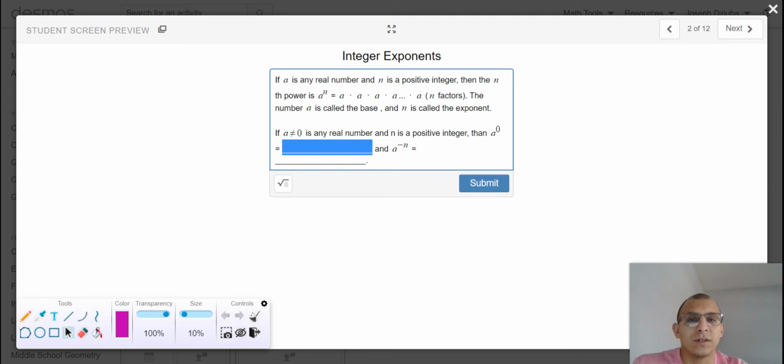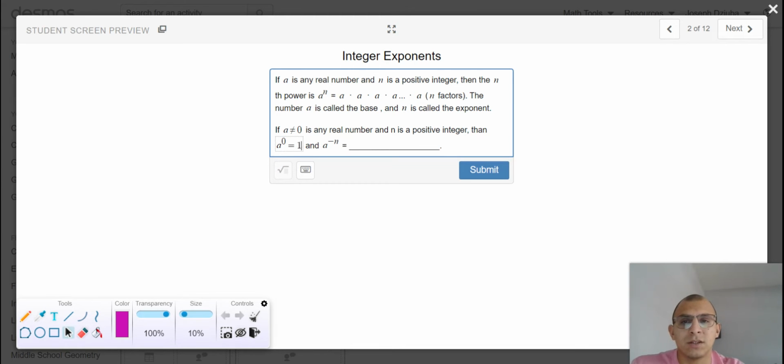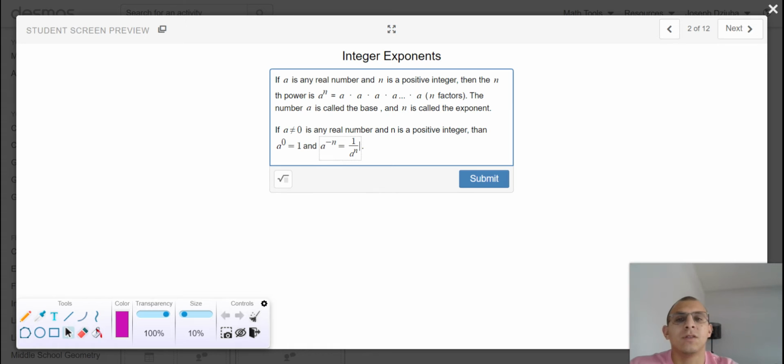If the base is not equal to 0 and n is a positive integer, then we say that a to the 0 is equivalent to the number 1, and a to the negative n is equivalent to 1 over a to the n, which is what we define to be the reciprocal.